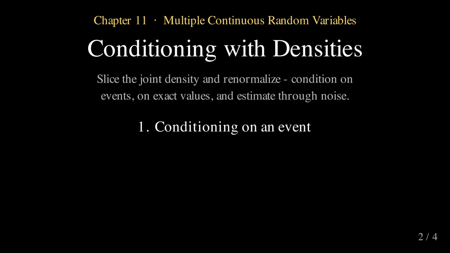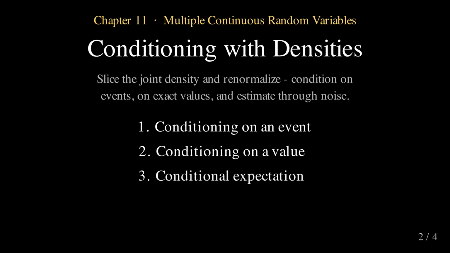We condition a density on an event and truncate and rescale, which returns in smooth form. Then we condition on an exact value, an event of probability 0, and make honest sense of it, average the slices to get conditional expectation, and let it estimate a signal through noise, and close by transforming pairs with the Jacobian formula.